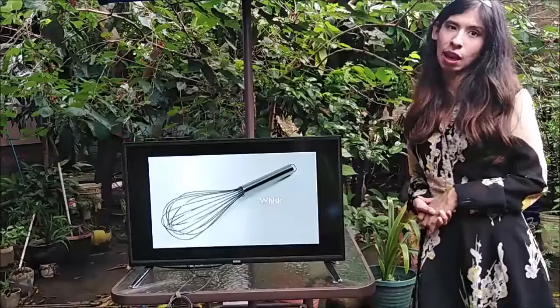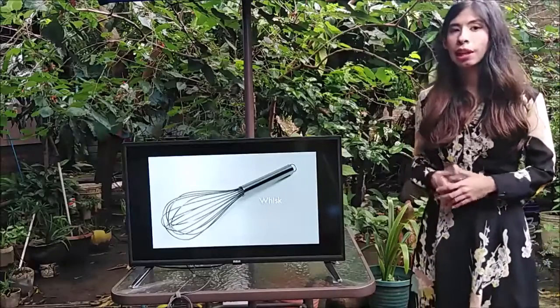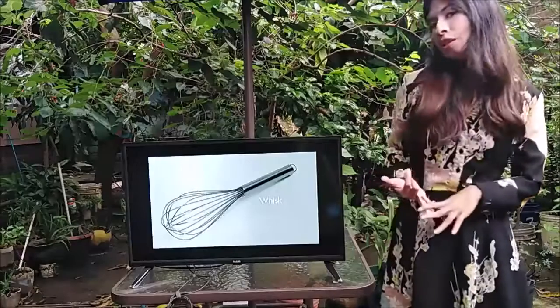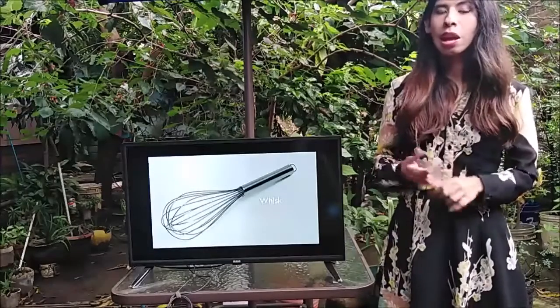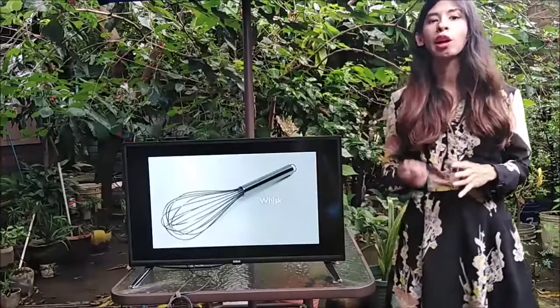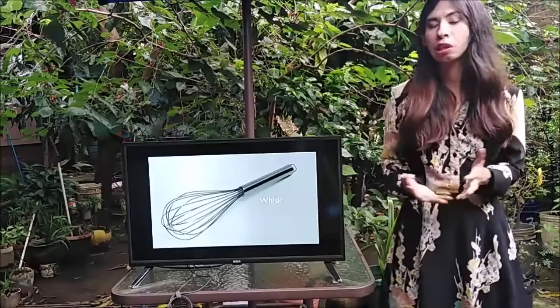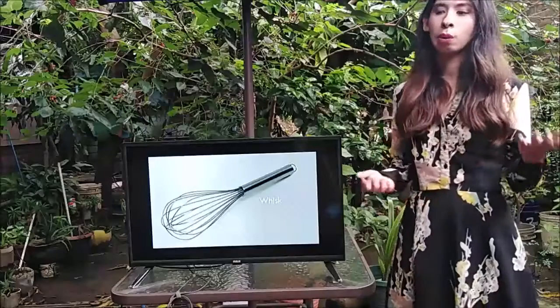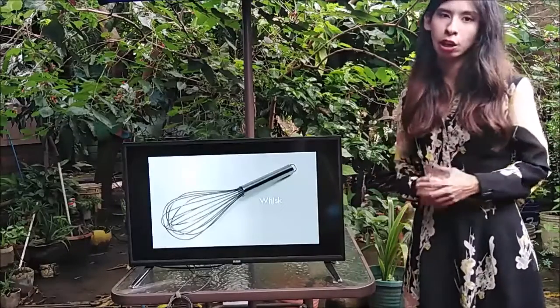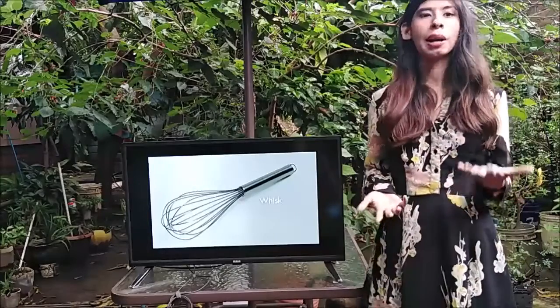Then we have the whisk. The whisk, which is really helpful whenever we are trying to either beat, whisk, or mix elements. And it helps us aerate the elements that we are actually combining. For example, flour, or whenever we are beating the eggs, it will help us to provide some air to whatever we are mixing.